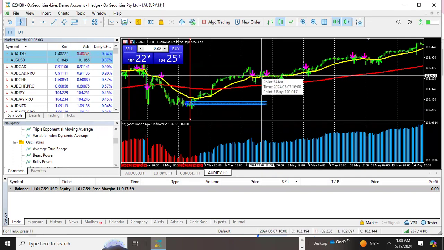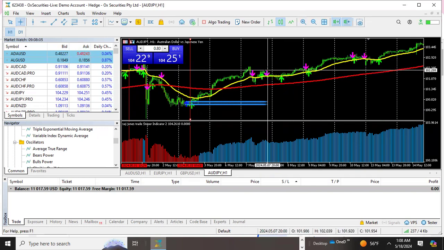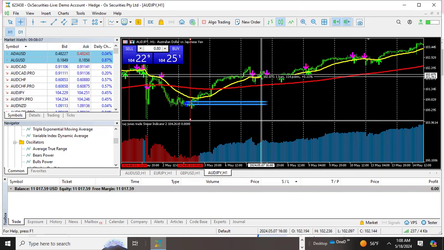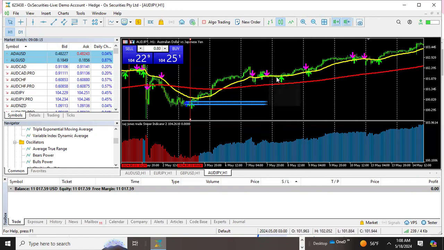You get a buy entry. You get faked out here, but this arrow would have hit. Then you would have got a sell arrow. You would have got out here. This would have been 11 pips. You still would have made some money, but it wouldn't have been much.